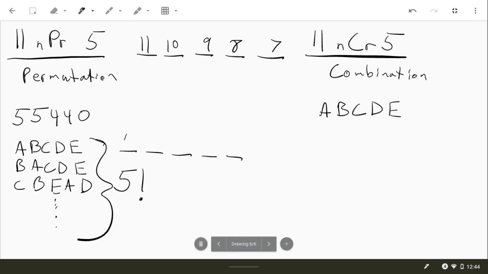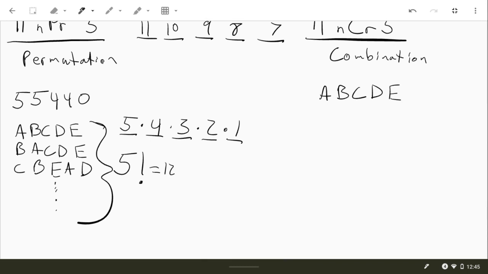Well, for this first position, there are 5 options. For the second position, there are 4, 3, 2, 1. And you're wanting to know how many different ways can you arrange them. Well, that's what a factorial is. 5 factorial turns out to be, let's see here, 120. All right, 120. So just for this one combination, A, B, C, D, E, that one combination is covering 120 different permutations, right?